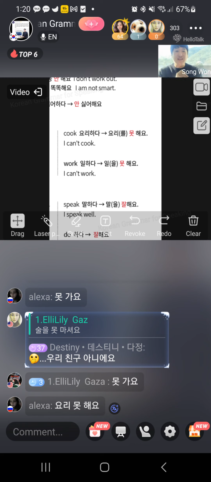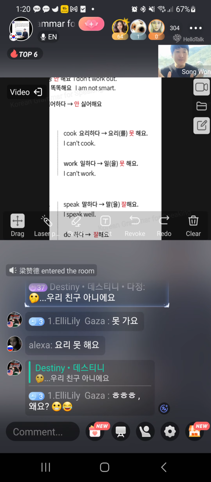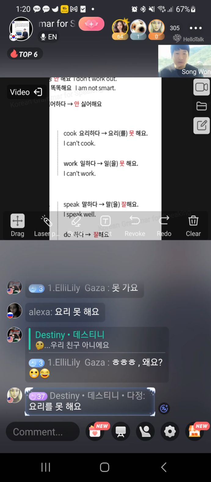All right? And here's an interesting thing for you guys. Even Korean people don't recognize this. So if there is a space, like Alexa said, 요리 space 못 space 해요, that means you cannot do it at all. So if there is a space, you cannot do it at all. But if there isn't a space, that means you can do it, but you're not good at it.